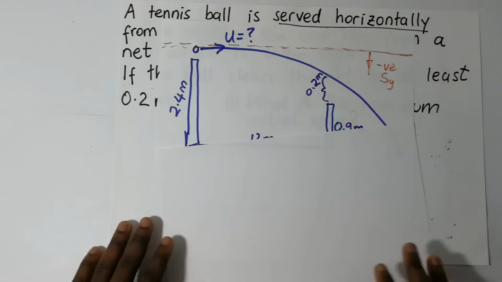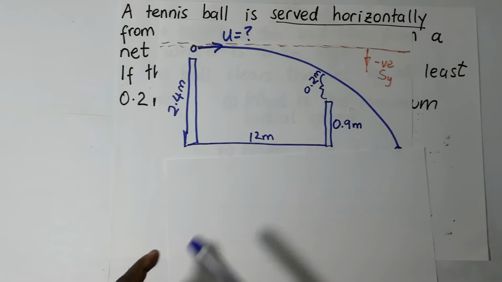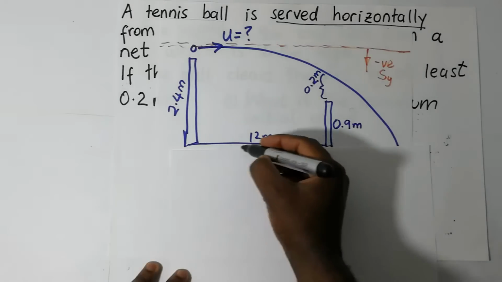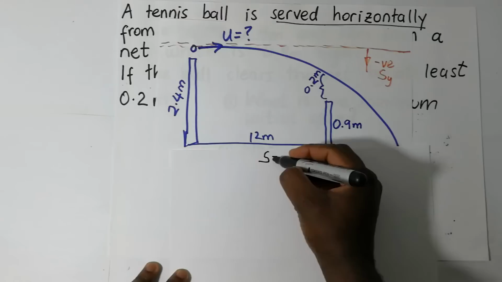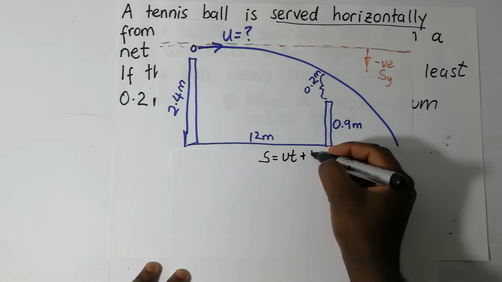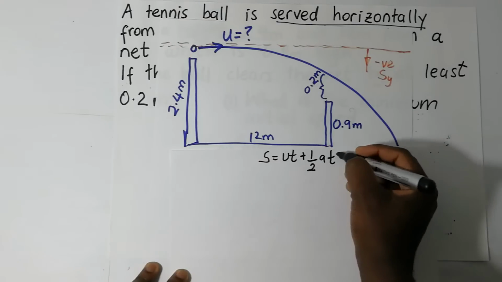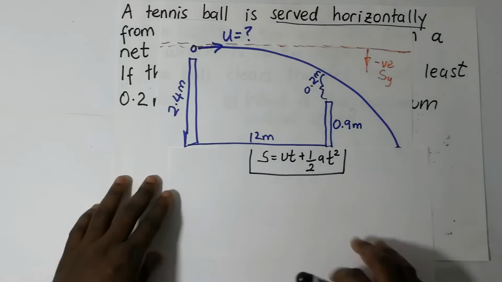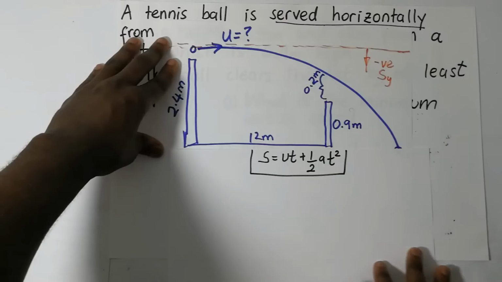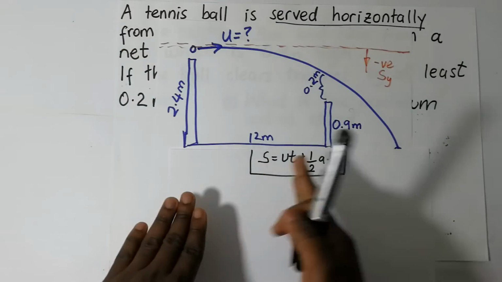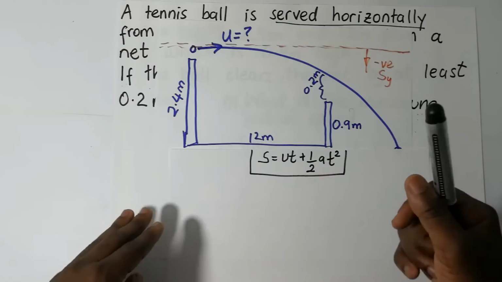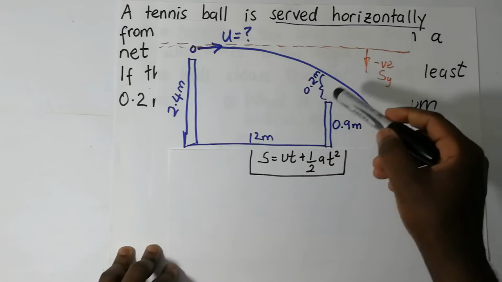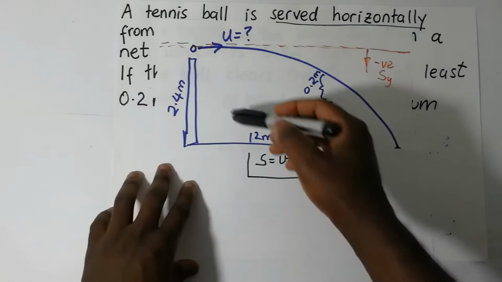Like I said, when we are doing these kinds of numbers from first principles, we're going to play around with s is equal to ut plus a half at squared. Now, we're going to look at displacement of this ball. By how much has it been displaced in the x direction, and by how much has it been displaced in the y direction?